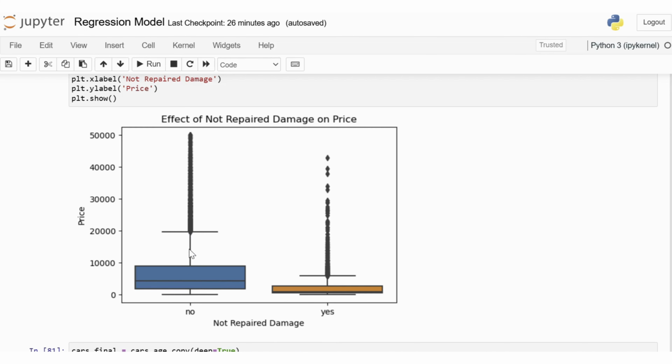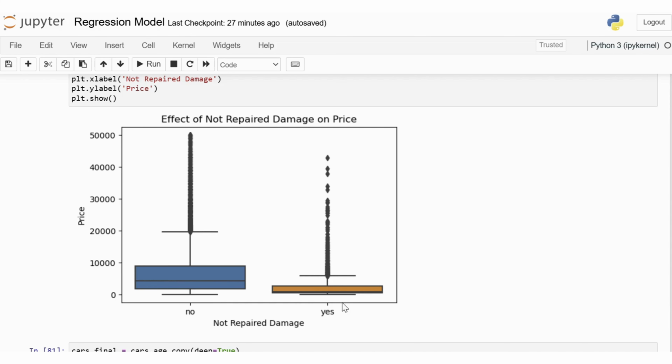This indicates that buyers are willing to pay more for cars in better condition. Yes, representing damage not repaired, the cars with unrepaired damage are generally sold at a lower price. This suggests that unrepaired damage significantly reduces the car's value. The dataset includes a significant number of cars with both repaired and unrepaired damage. And there is a clear impact of damage repair status on car prices. Cars with repaired damage fetch higher prices compared to those with unrepaired damage.